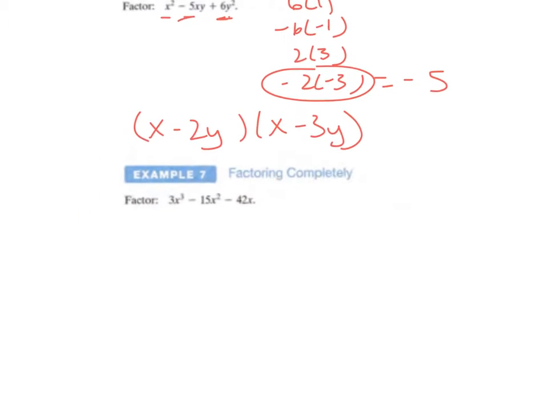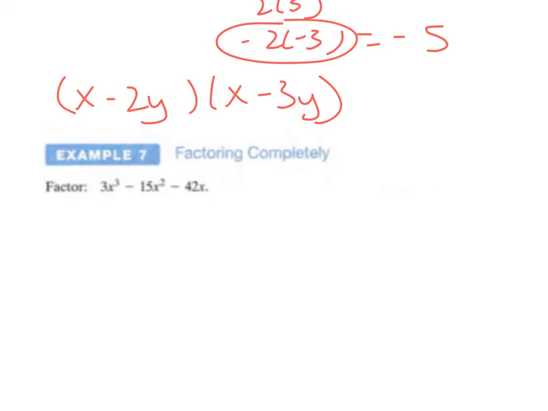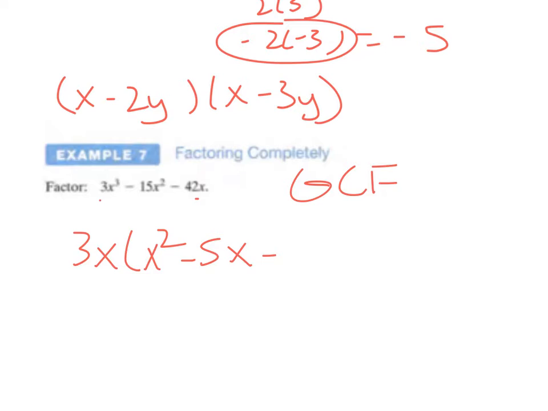Now let's look at this next one where we want to factor this. The first thing we always want to check is, do we have a greatest common factor? And in this case, we do, because we have a 3 and we have an x. So I'm going to take out the 3x first before I can do anything. It gives me an x squared minus 5x minus 14. Now I have a trinomial that I can factor.